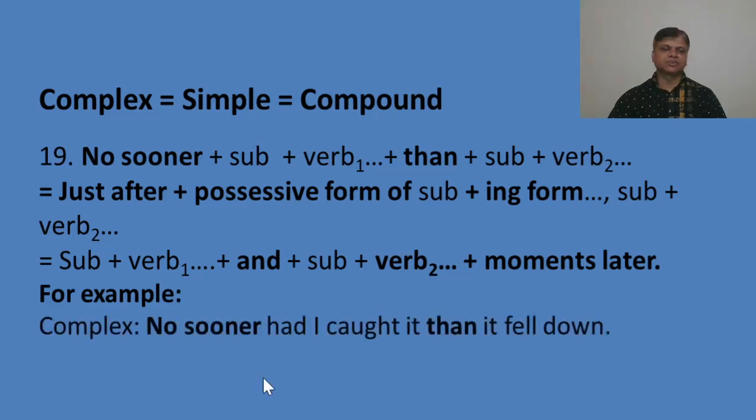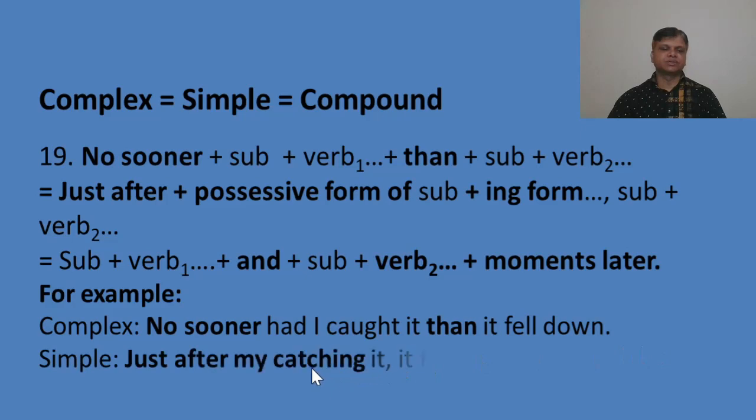So follow the example. Complex: No sooner had I caught it than it fell down. If you want to make it a simple sentence, just follow the structure. Just after, a possessive form of the subject. Here the subject is I, so the possessive form of I is mine, and the ing form of caught is catching, and the rest of the sentence. Then use a comma and the second clause.